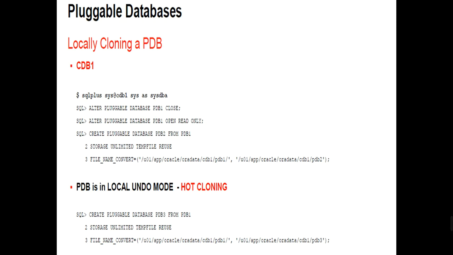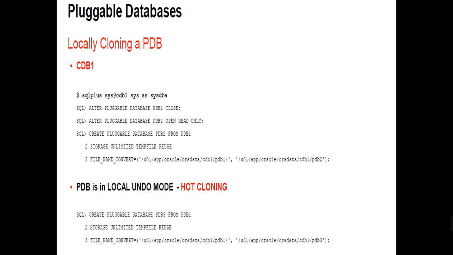PDB1 is already running. We are going to create PDB2 in the same container: create pluggable database PDB2 from PDB1, storage unlimited, tempfile reuse, file_name_convert from this file name to that file name. You can put it on a different mount point also, no issue. If the PDB is in local undo mode, that is hot cloning. If the PDB is running in shared undo, we cannot do hot cloning. To do hot cloning, the PDB needs to have local undo mode enabled.